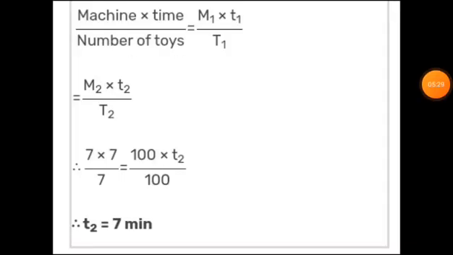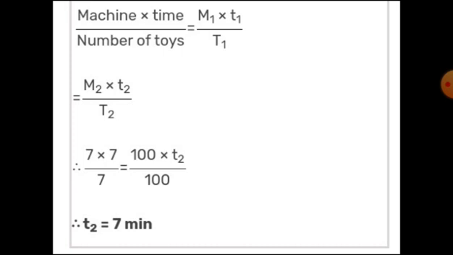Okay, this is the solution for that question. If you don't want to remember this type of formula at all, use the first statement. From this first statement we can find this type of formula. They have given that 7 machines take 7 minutes to produce 7 toys.